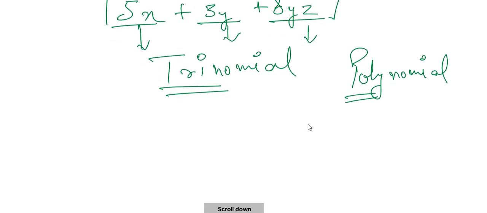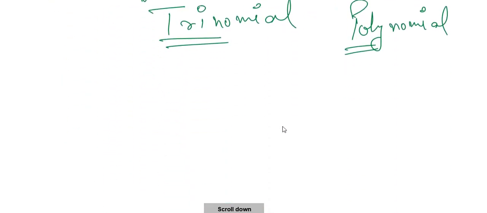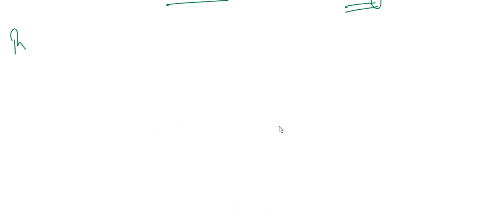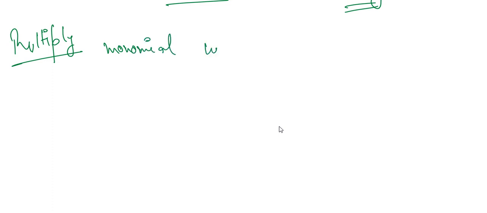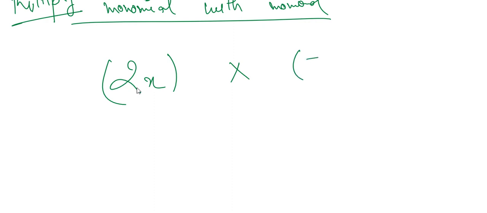Let us now discuss. You have understood monomial, binomial, and trinomial. So let us now discuss multiplication: multiply monomial with monomial. Seems clear? Let us discuss monomial with monomial. By monomial with monomial, I am assuming 2x as one monomial. I am multiplying it with, let us suppose, 3y. So what would I be doing?